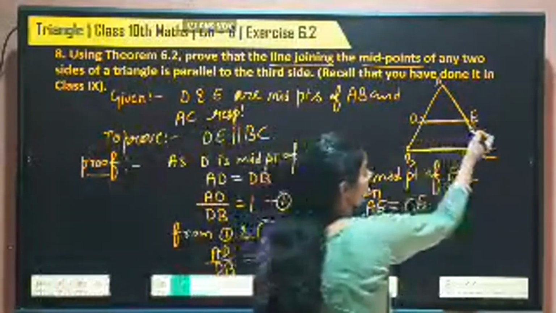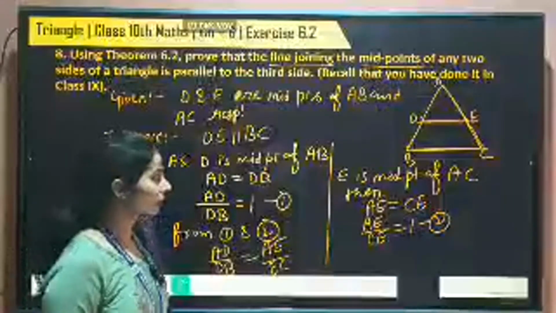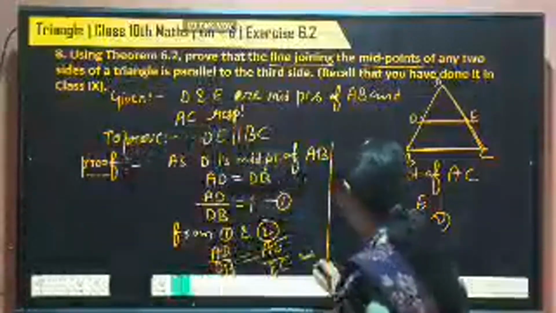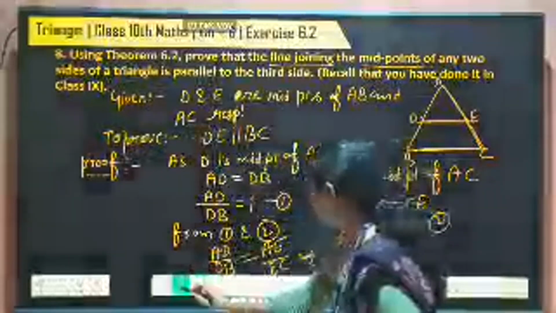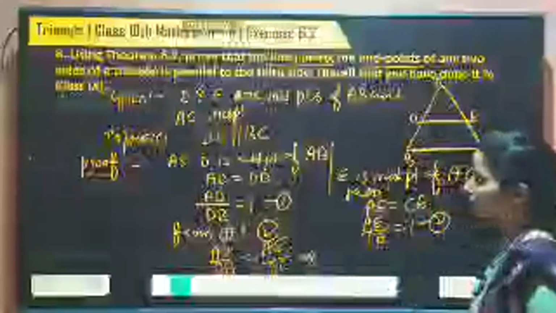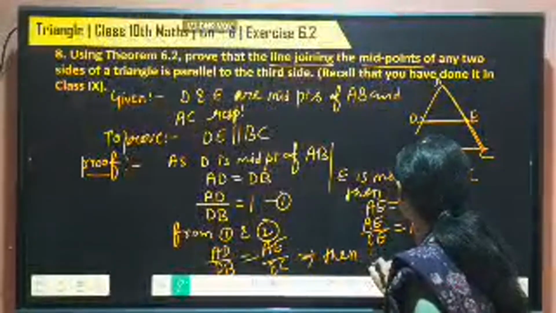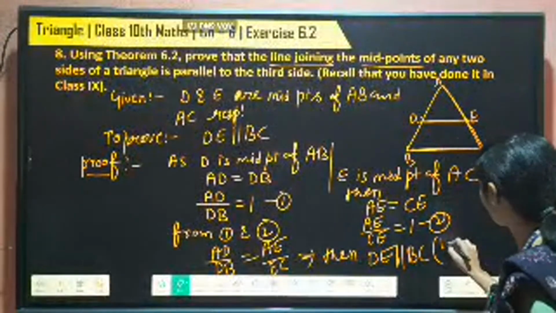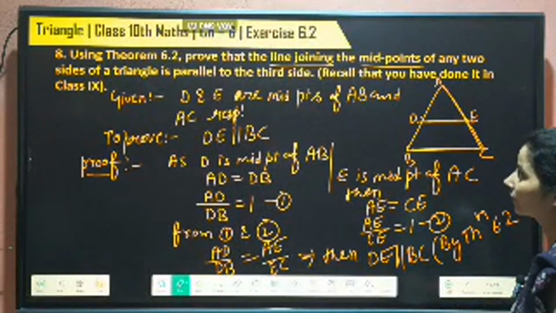Means this DE will be parallel to BC. Why? By converse of midpoint theorem, converse of BPT theorem. Now, from there, we can say if AD by DB is equals to AE by EC, then this DE is parallel to BC by theorem 6.2. What is theorem 6.2?